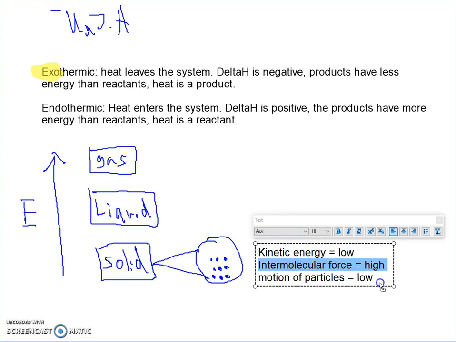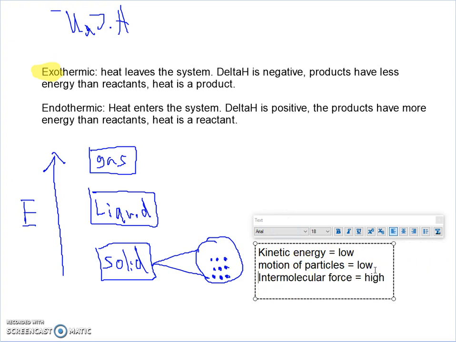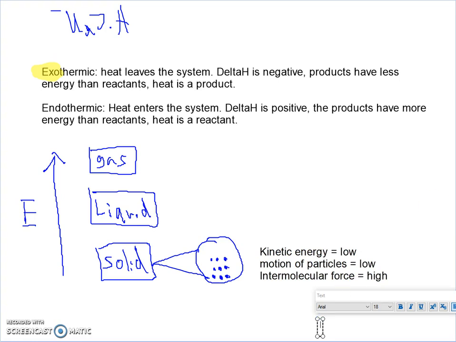That didn't move anything. Okay, there we go. It's moved around now. Alright, a liquid is going to move around a little bit more, but it's not going to fill its container.